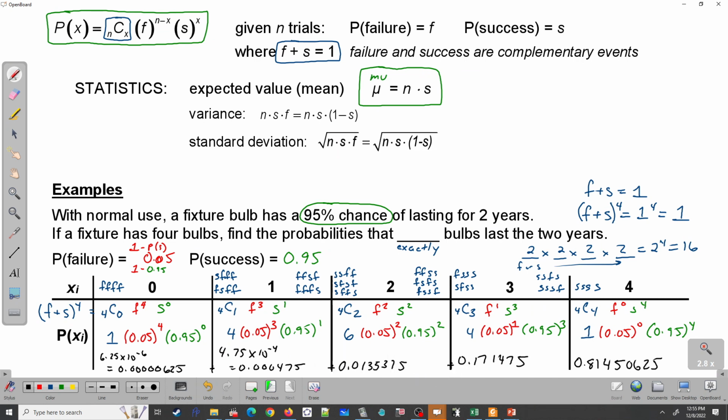And if you add up all these probabilities, so if we go and add that one up, and add that one up, and add that one up, you're going to find out that it should equal 1 when you're done, which means we've exhausted all the sample space. There's no overlap. We've got everything covered.